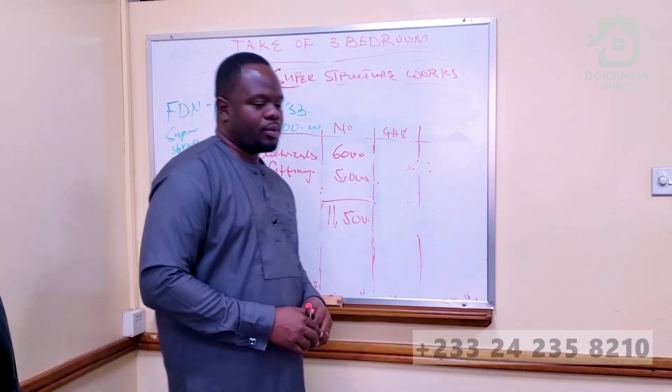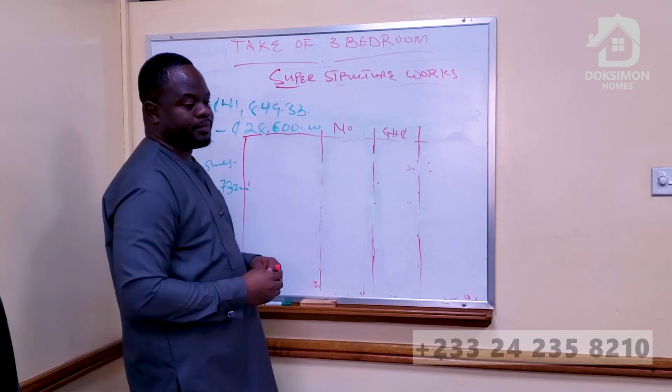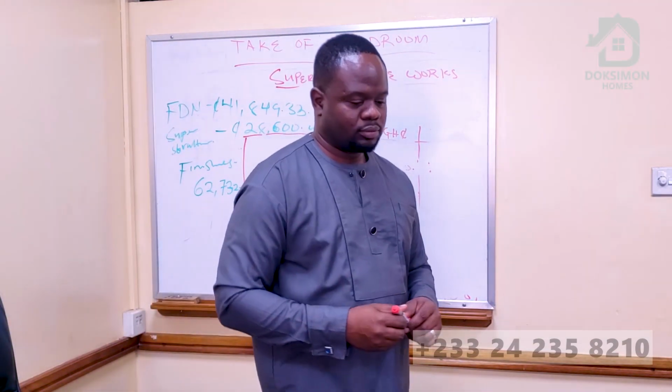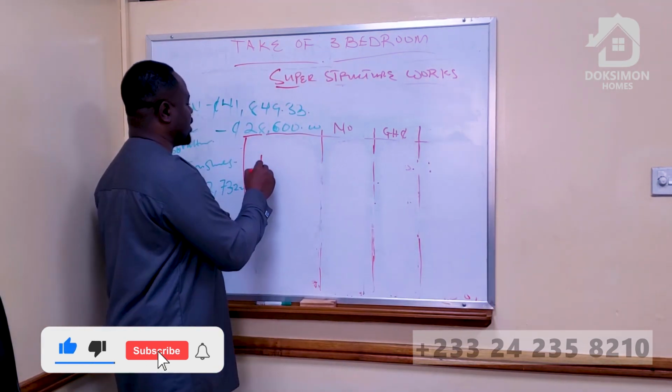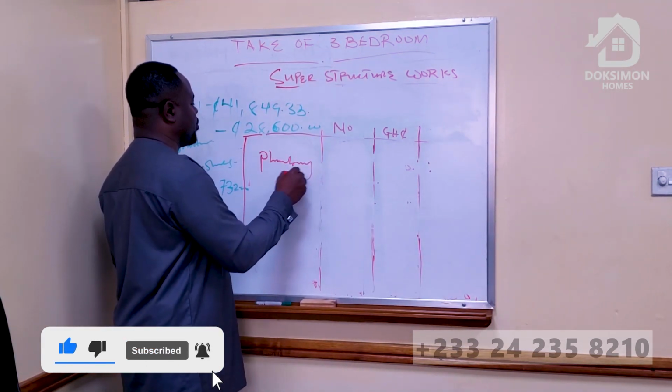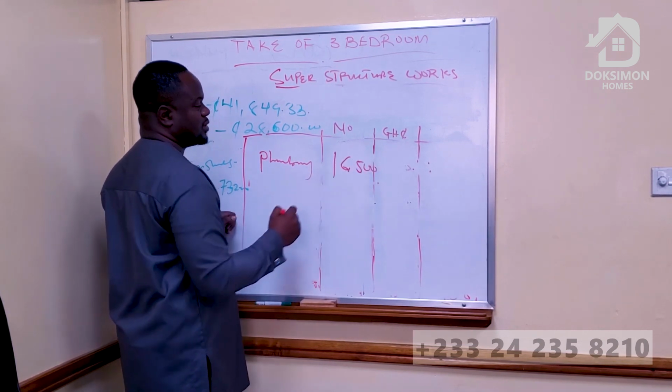So with this, we'll be able to get you the standard ones that can last a lifespan longer than you expect. So with the plumbing, we also have some provisions made. Okay, so in all, for the plumbing, we are saying that make provision of 16,500 cedis.